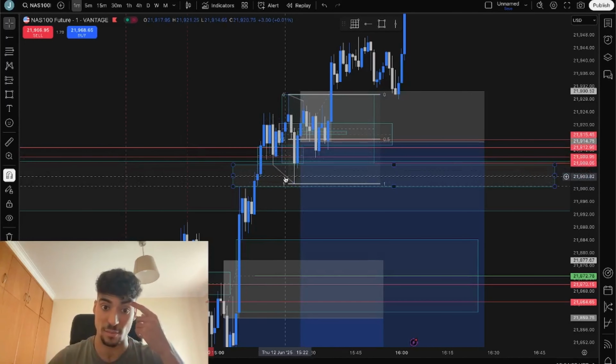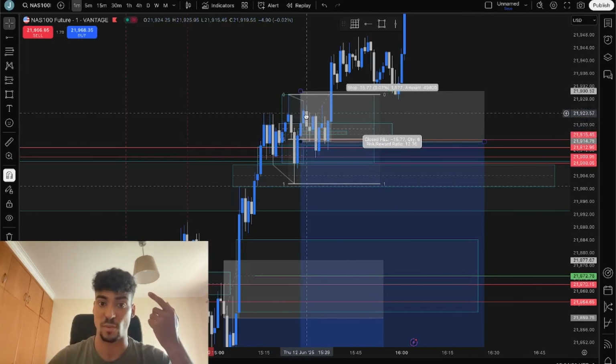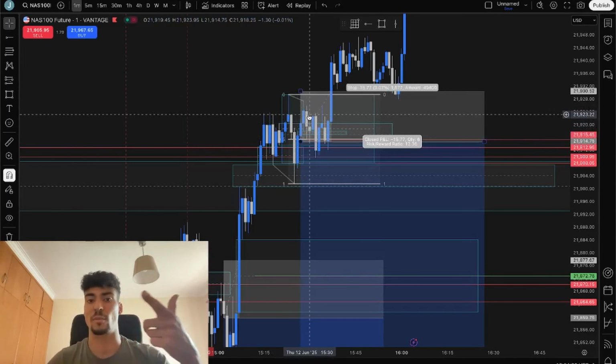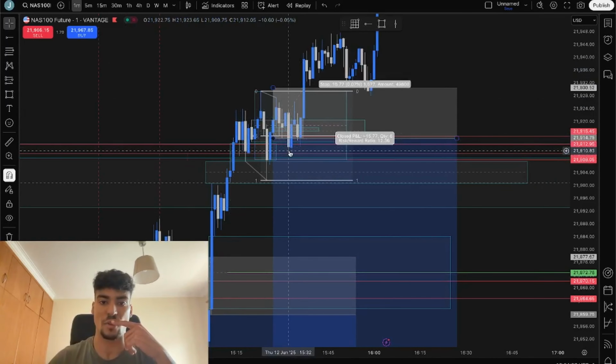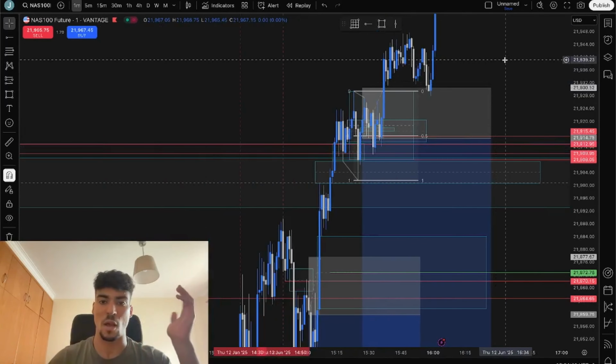We get a bullish S&T, which for me was a retracement into the order block, breaker block, and equilibrium, which we got right here. I enter off a break of structure right here. Entered on that, got stopped out. So what could I have done better?